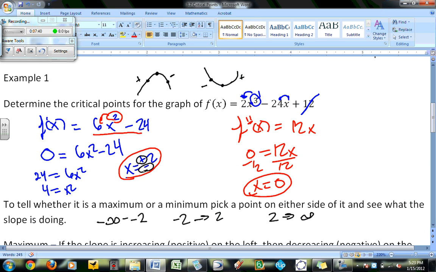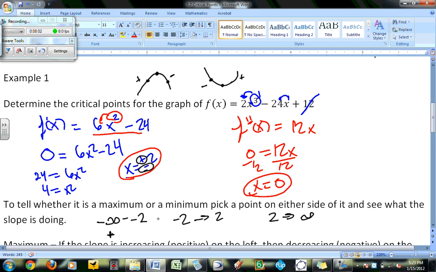Let's pick a point on the left side of negative 2. So negative 3 would be on the left. It'd be smaller, right, than negative 2. And let's plug that into our derivative and figure out if we have a positive or negative slope. So negative 3 squared is 9. 9 times 6 is 54. 54 minus 24 is a positive 30. So on the left side, it's positive.